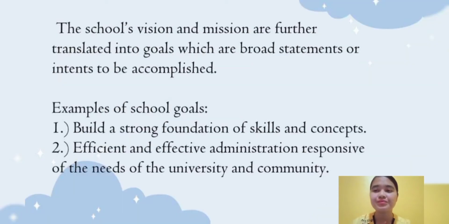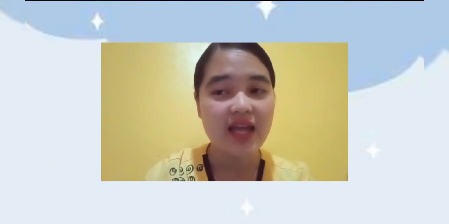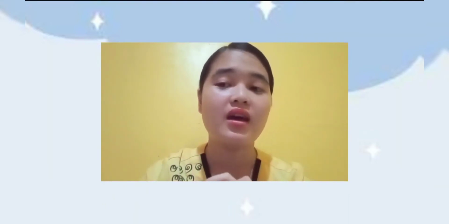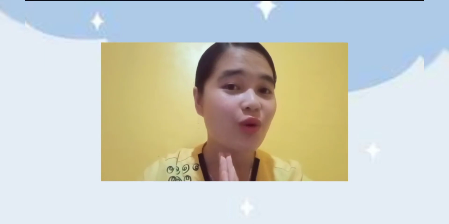So here, let's proceed to the school's vision and mission, which are further translated into goals, which are broad statements or intents to be accomplished. Examples of school goals are: first, build a strong foundation of skills and concepts. Number 2, efficient and effective administration responsive to the needs of the university and community. So that would be the end of my part, or the end of my report. So thank you so much.